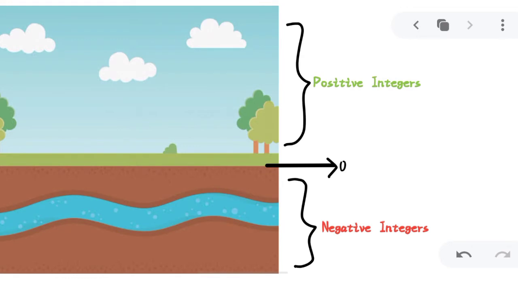Now again, let's take another example. As you can see here, it is a ground, a simple ground. So if this ground is at 0 level, then all the things that are above the ground, like trees, like clouds, like your houses, these all can be considered as positive integers. And all the things that are below the ground that we have studied, like water, like stones, like mud, everything can be considered as negative integers.